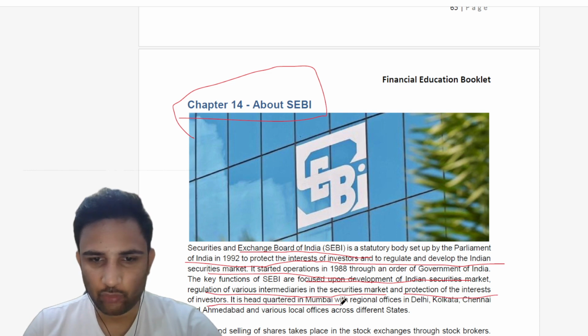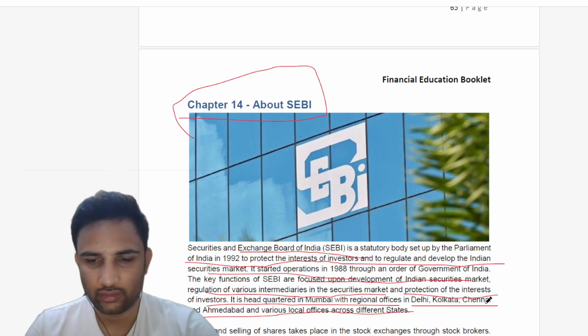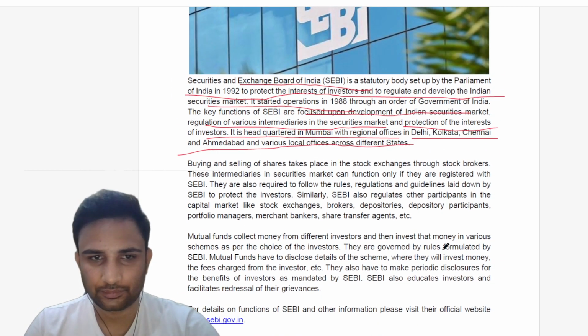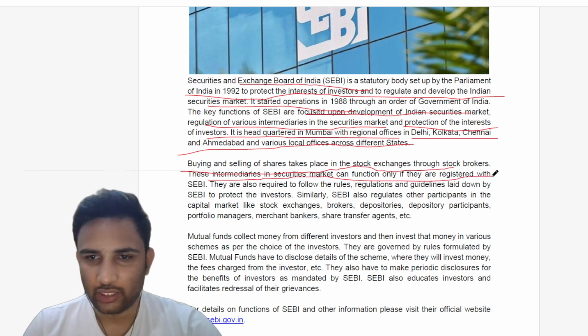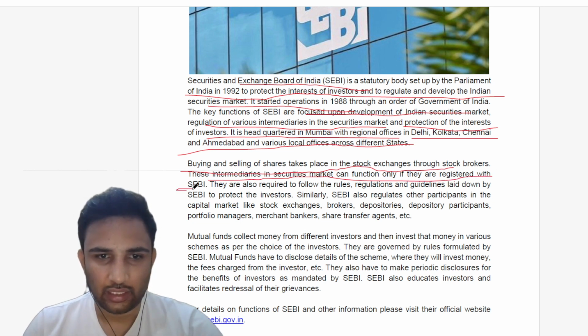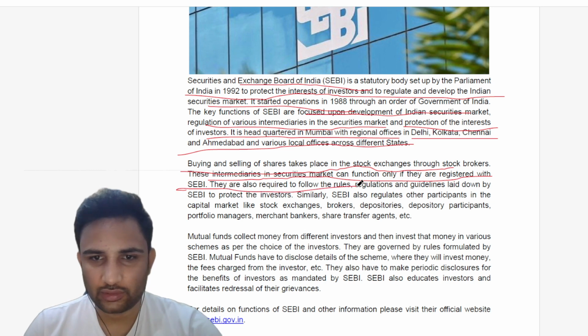It is headquartered in Mumbai with regional offices in Delhi, Kolkata, Chennai, and with various local offices across different states. The buying and selling of shares takes place in the stock exchange through stockbrokers. These intermediaries in the securities market can function only if they are registered with SEBI, and they are also required to follow the rules, regulations, and guidelines laid down by SEBI to protect the investors.